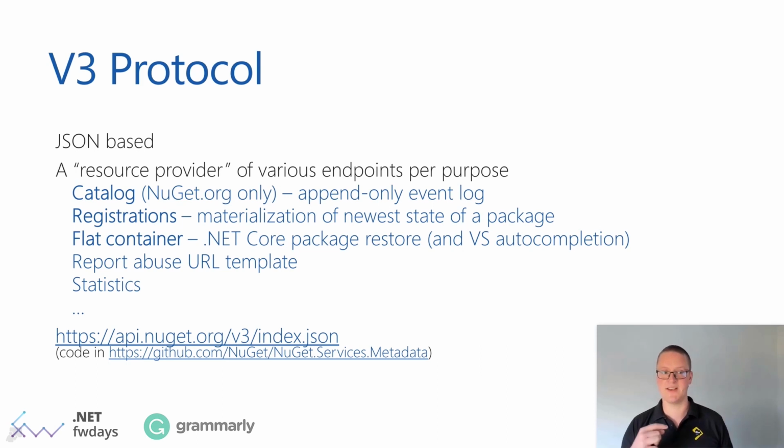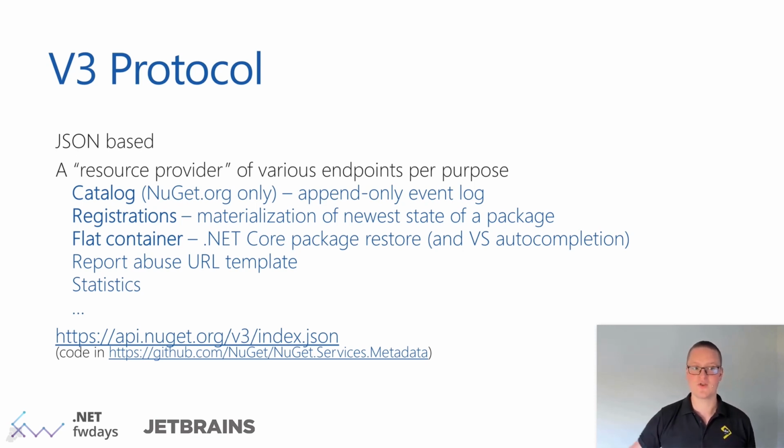So for example, there's a catalog resource in there, and the catalog is an append-only event log of everything that happened on NuGet.org since the beginning of time. So all of the package additions, package deletes, and so on will be on there chronologically, so we can basically cycle through that if we were to index NuGet.org. There's registrations, and registrations are the current state of a specific package. If you use Rider or Visual Studio, and you query NuGet packages and you get the package details, very often these things will come from the registration blobs that are there, so from the registration resource.